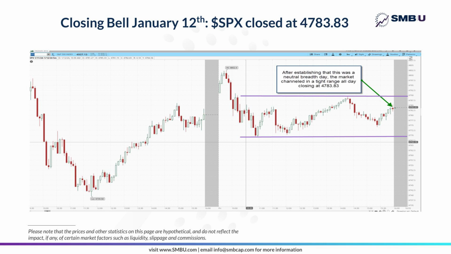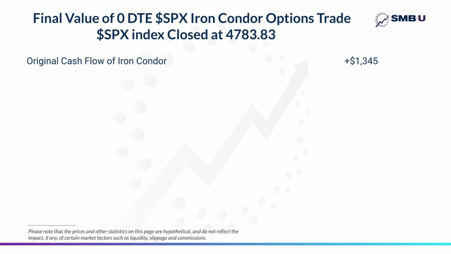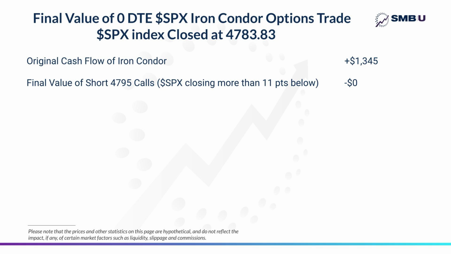Okay, so when a 0 DTE options trade expires, then you can assign a final value to each of the options that comprise that trade, and that's going to be pretty straightforward in this case, because starting with the original cash flow of $13.45, let's focus on the $47.95 calls. Well, those expired more than 11 points above where the index closed at $47.83. So those expire worthless because they only pay off if the market closes above the strike price.